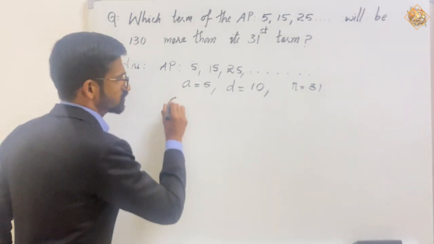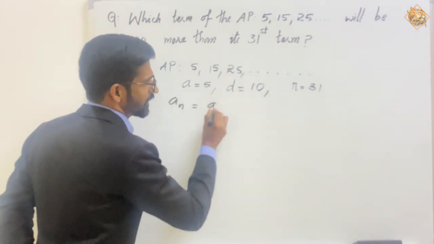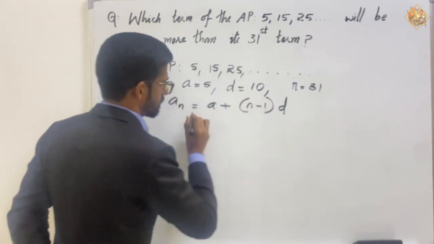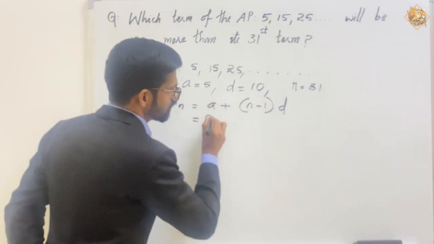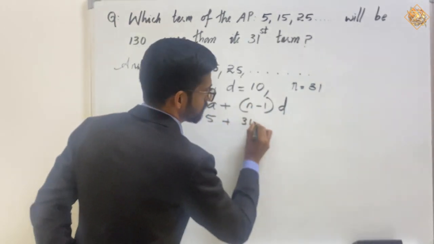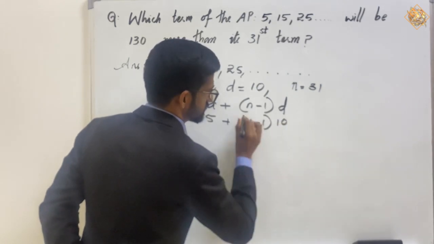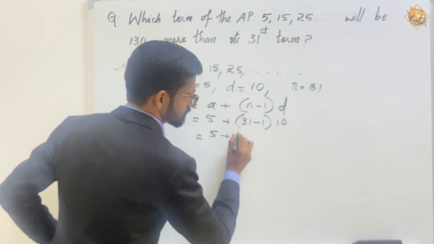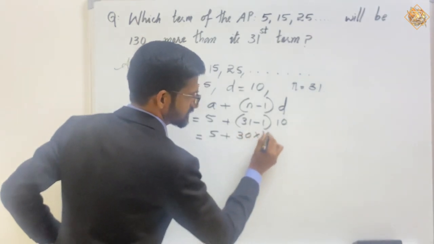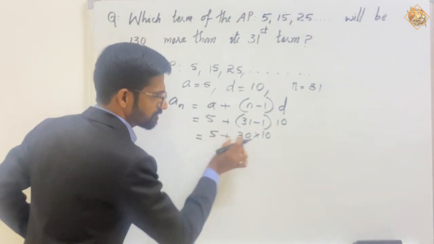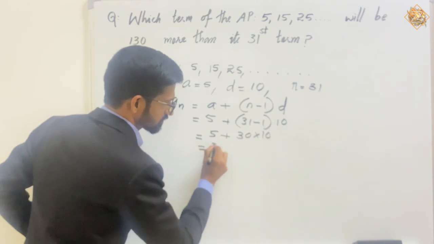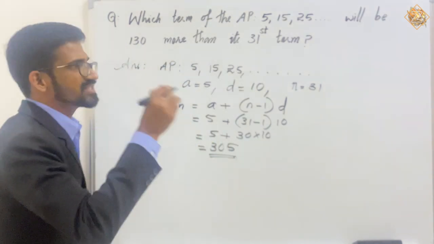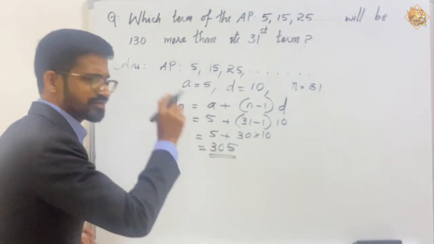Substituting in the formula, a n equals a plus n minus 1 into d. Here it is 5 plus 31 minus 1 into 10. So that is 5 plus 30 into 10, that is 300, isn't it? So 5 plus 300 is 305. Therefore the 31st term of this AP is 305.